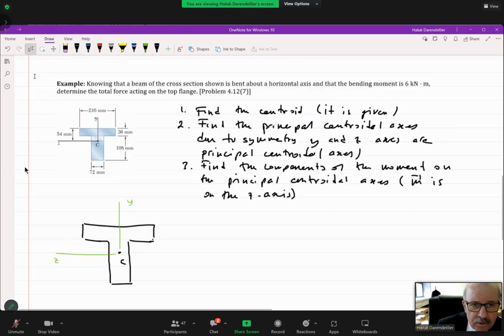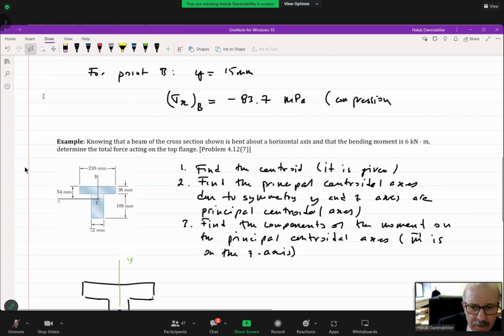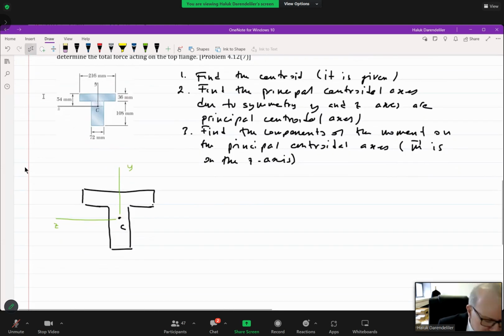The problem says that there is a moment. Look at the statement of the problem. There is a moment about horizontal axis, but the direction is not given. So I don't like such definitions. I am just assigning a moment to the problem. Yes, it is horizontal with this direction. So this is MZ. Now the problem says that find the force in the flange. So it says find the force in this area. Which area? This area. Okay.